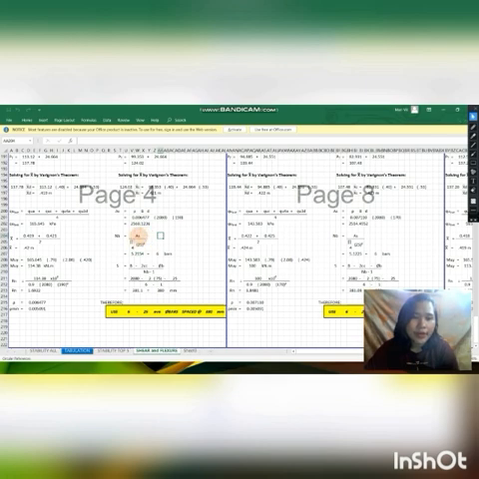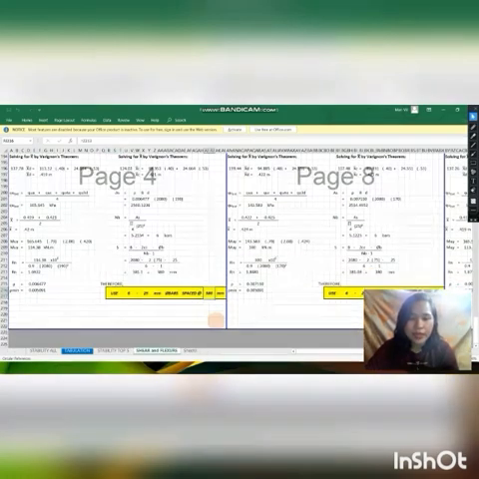So getting the number of bars we will be using for the bars parallel to L, it is 4As all over pi times D squared. So we will get the answer of 5.2154. We will round that up so that it will be safer. And for our spacing, we have B minus 2cc minus our diameter of bars, which is 25, all over our number of bars minus 1, so 6 minus 1. We will arrive at the answer of 381.1. So it will be rounded down to 380 millimeters to be safer. So therefore, we will use 6 bars of 25 millimeter diameter bars spaced at 380 millimeters.